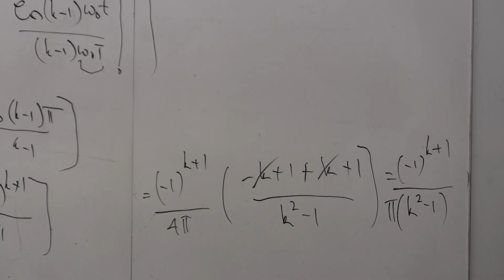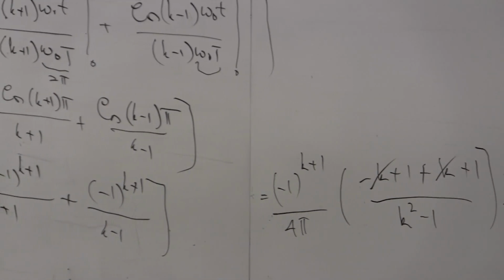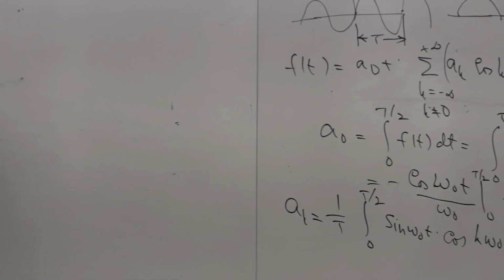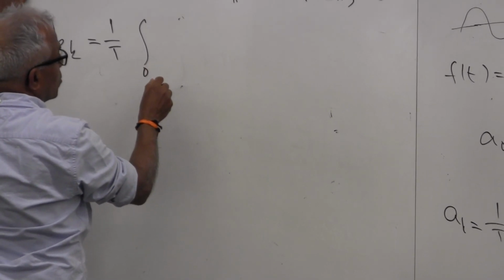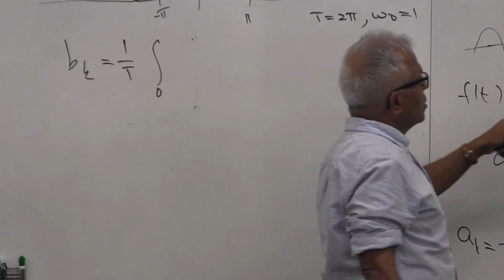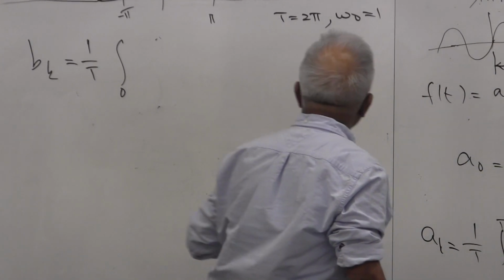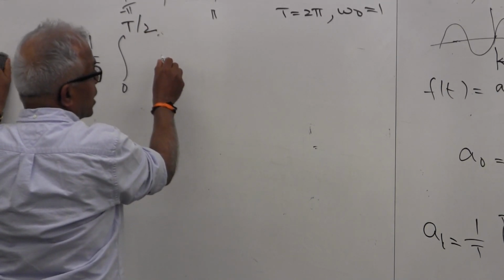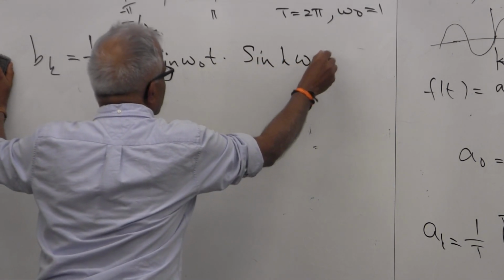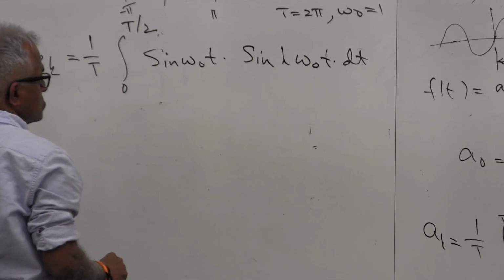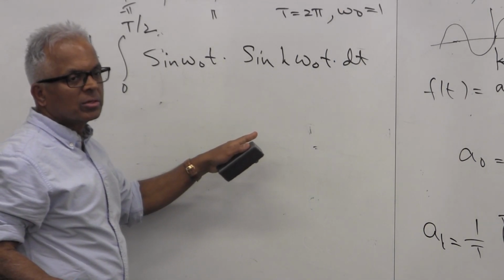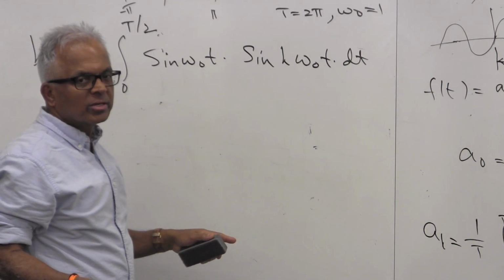Similarly, you have to find B k. For example, I'll do that. B k will be what? 1 over T. Again, you have to go through this, right? Integral 0 to T, but the function only has value up to T by 2, so it's enough to integrate up to T by 2. And during that, the function is sine omega naught T multiplied by sine k omega naught T dt. Now, anybody remember how do you simplify this in terms of 2 terms? Sin A sin B is what? How do you get sin A sin B?